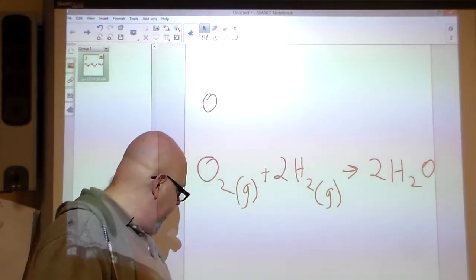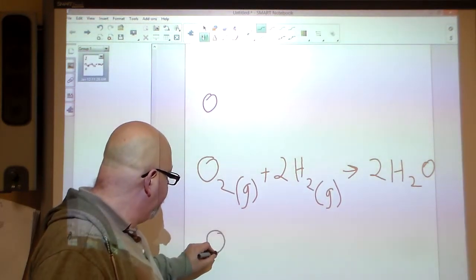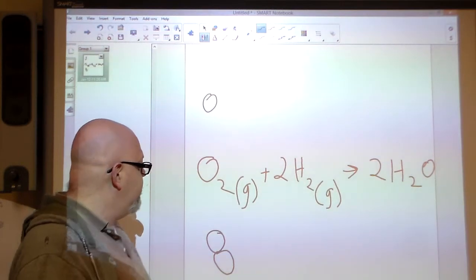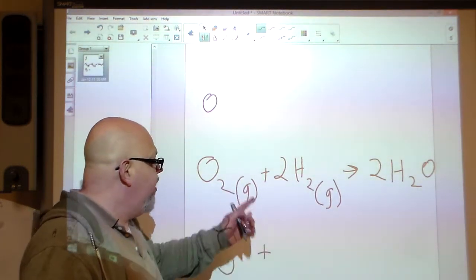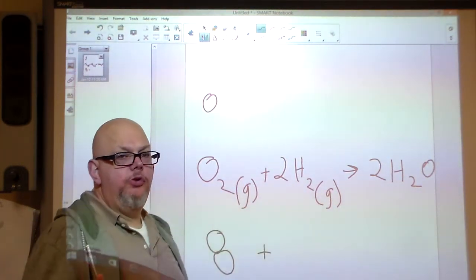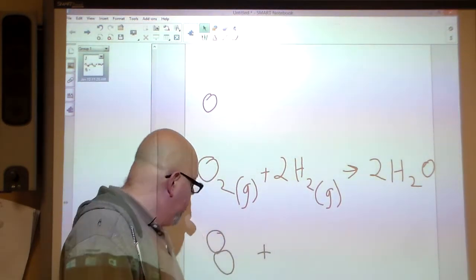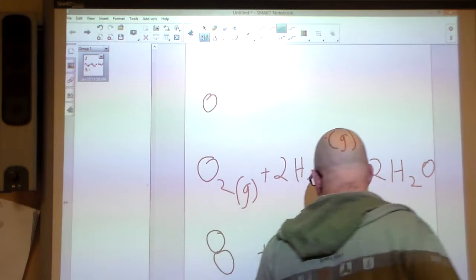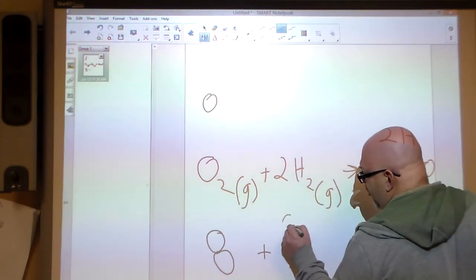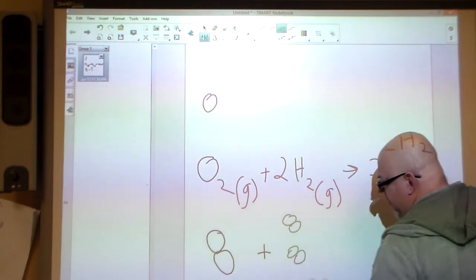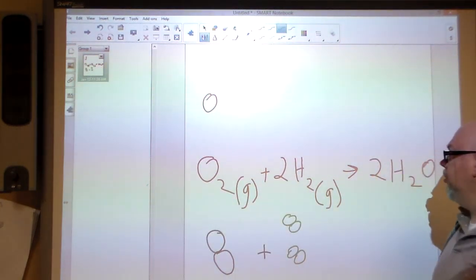So if we were to look at it from a perspective, it would look something like this. That would be our 2 oxygen atoms. And then we have 2H2. This is also in the form of a gas, and that's where the letter G comes in. And we know hydrogens are a little bit smaller, so what does that look like? It's going to look like this. Okay? So that's what it's going to look like.